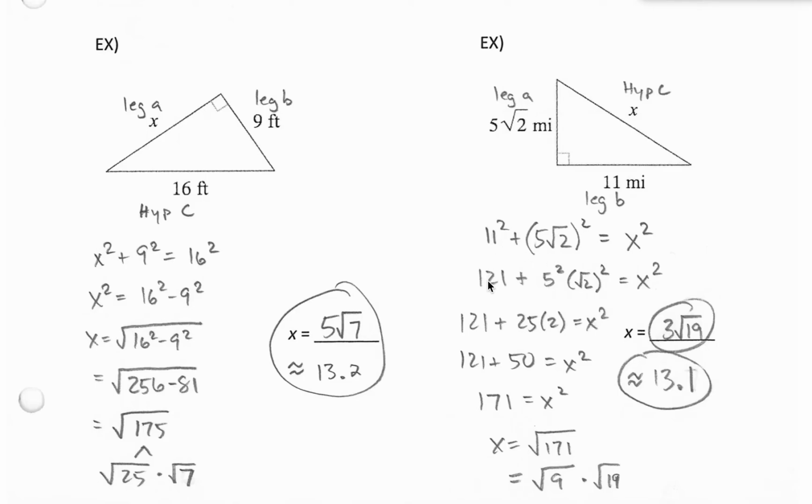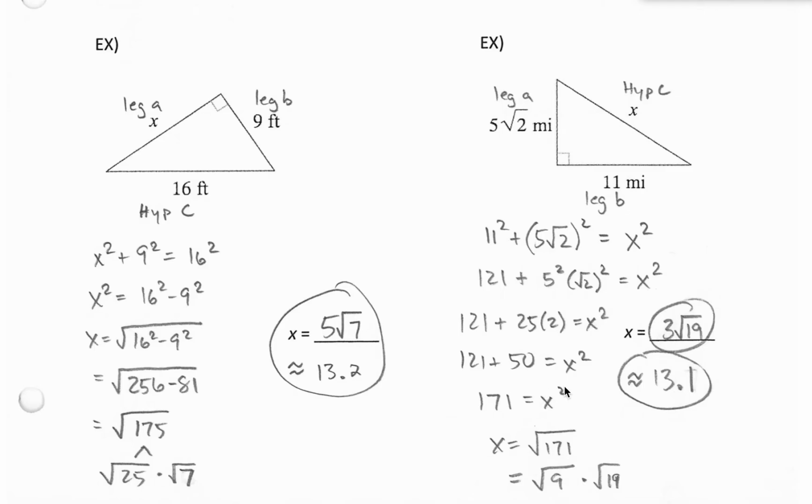11 squared is 121. If I square this value here, I'm going to do 5 squared, which is 25, and I'm squaring the square root of 2. If I square a square root, they cancel each other. I'm just left with 2. So this turns into 25 times 2, which is just 50. So now I can add 121 and 50 and get 171.